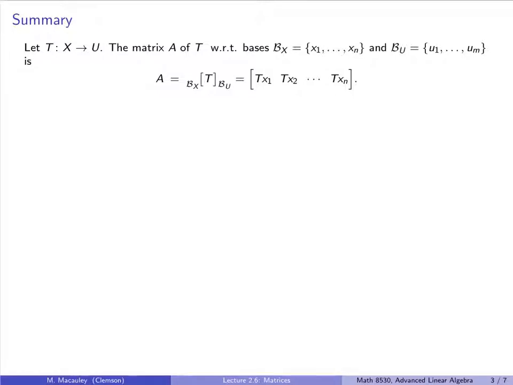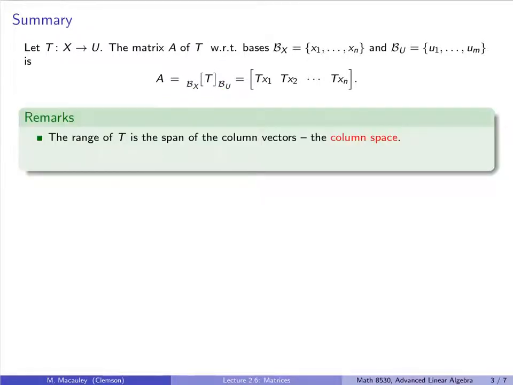Now, I don't know if this is the most standard way to write this, but it's a little clunky, but it gets the point across that this is the matrix T with respect to this input basis and that output basis. As we said before, the range of T is the span of the column vectors, also known as the column space. You can see it literally right here.